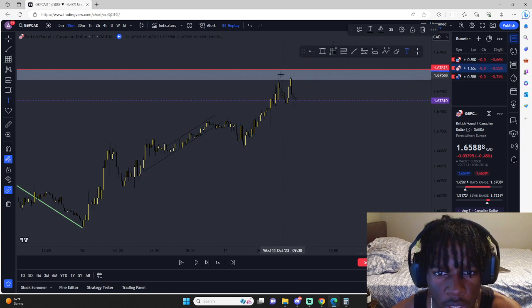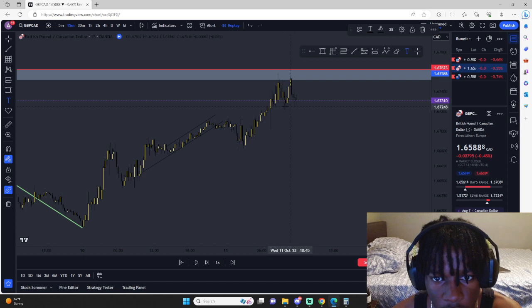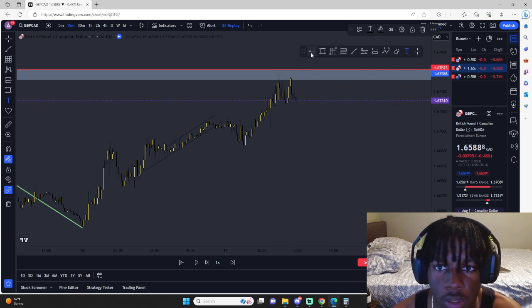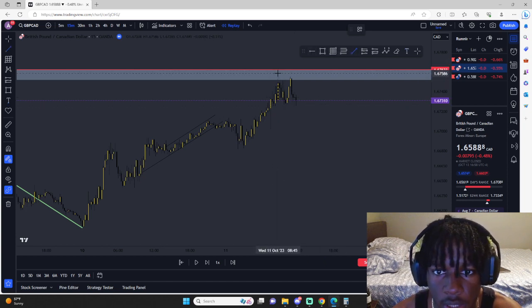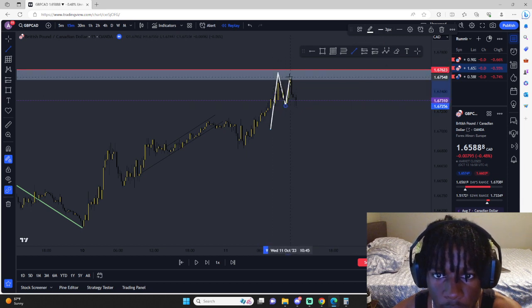So it shot up, it respected this high, came down, broke structure, shot up again, respected this high, shot down, broke this structure. So at this point, I'm like, yo, this could possibly be something. There could possibly be something right here. So boom, shot down, shot up again.